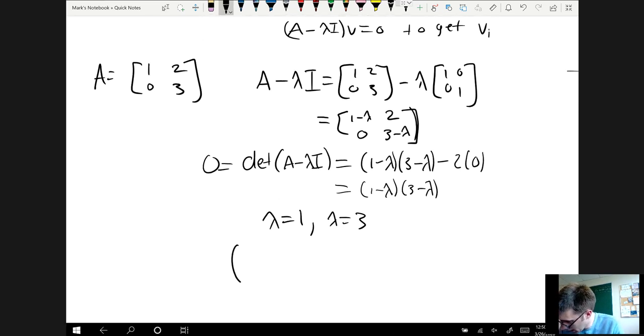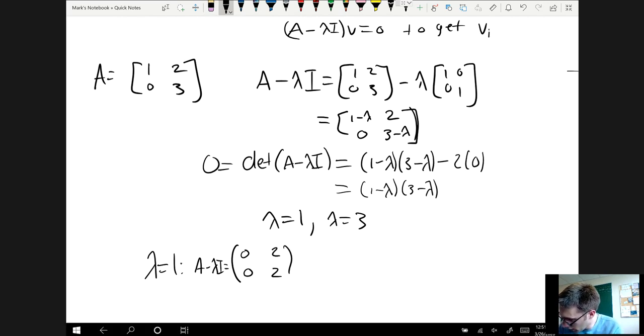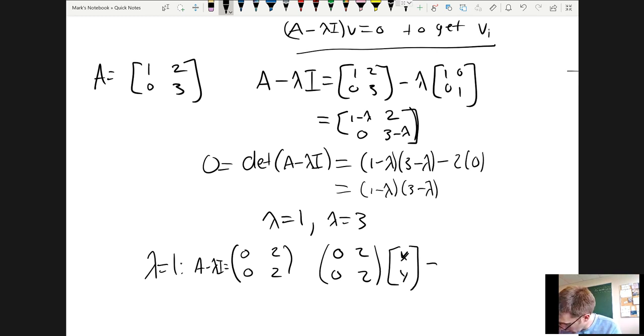A minus lambda I, well, if I plug in lambda equals 1, then A minus lambda I is just equal to [0, 2; 0, 2]. And so we need to solve that equation up top, (A minus lambda I) v equals 0. So [0, 2; 0, 2] times a generic vector, and I'll just fill in some components. We'll call it, how about x and y? And that needs to be equal to 0.